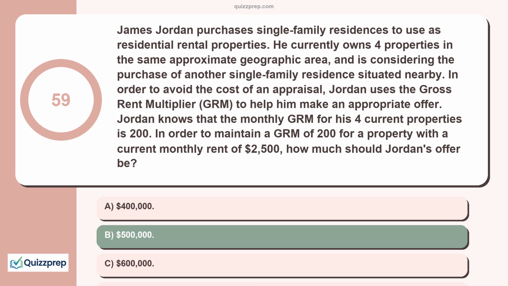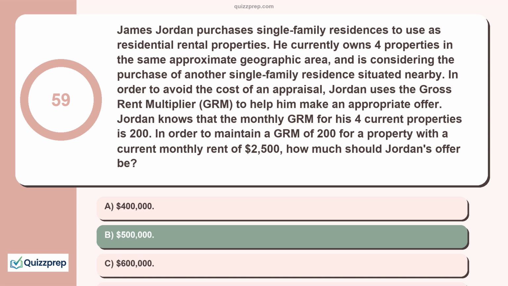Here, the test question states that the current monthly rent paid for the property is $2,500. Jordan's other properties have a gross rent multiplier of 200. In order to maintain this gross rent multiplier, Jordan would multiply the gross rent multiplier, 200, by the rent, $2,500, and make an offer of $500,000 on the property.